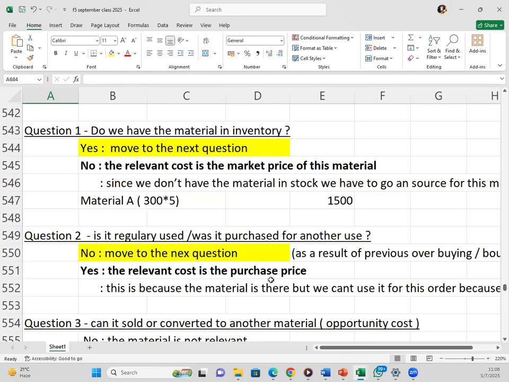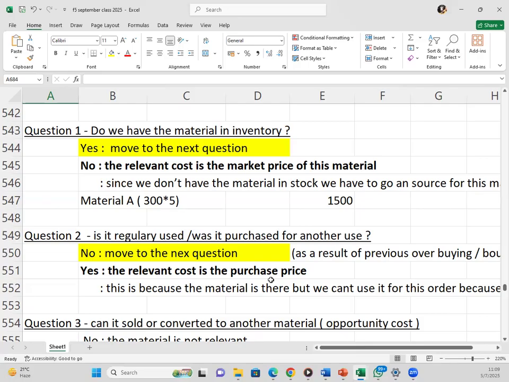Certain costs are not part of relevant costs. Why? Because they've already been incurred in the past. The costs that we have incurred in the past, we gave them the name, the sunk cost. If a cost is said to be a sunk cost, it's a cost we have already incurred in the past, and it's not going to affect our future decision.